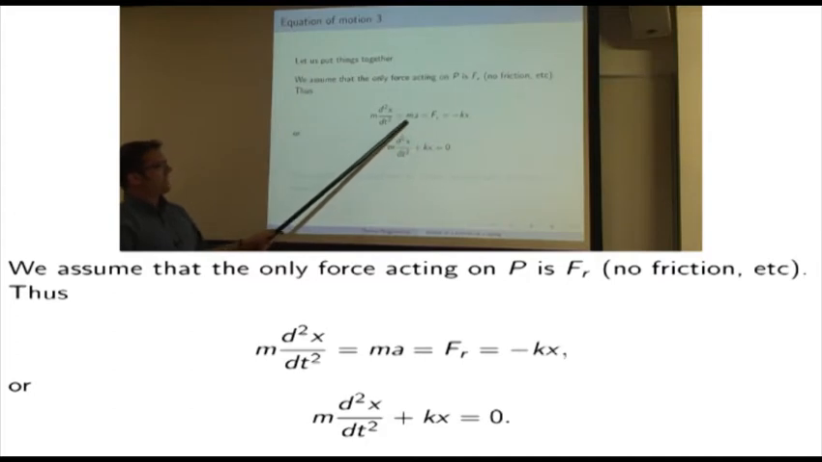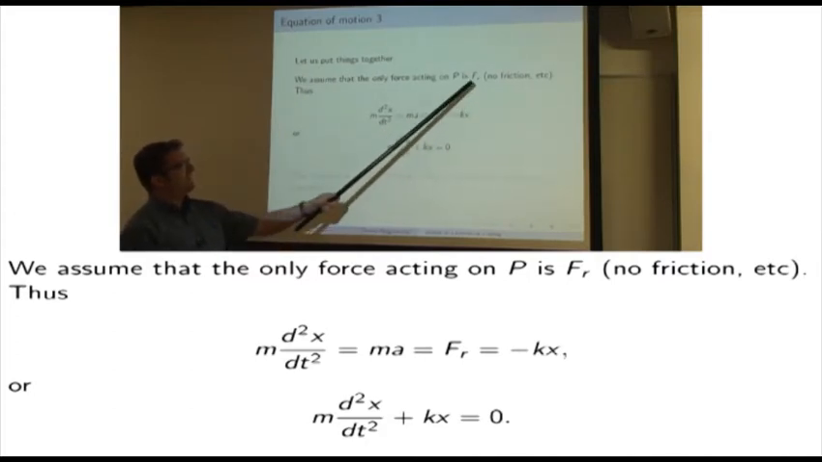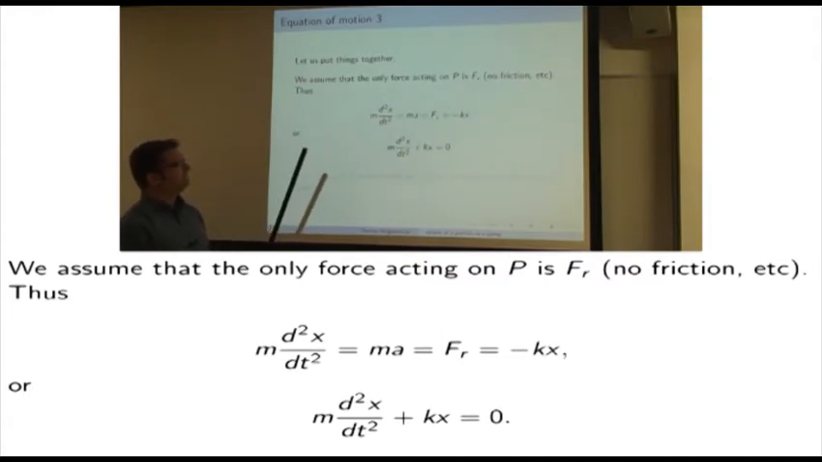F is m times a. Remember, the only force I have acting on my particle, that's the assumption that I don't have any friction, is this reaction force Fr. Okay, so m times a is Fr. I know what Fr is, that's just minus k times x. I know what the acceleration is, the second time derivative of x, and I multiply this. Now to make it look a bit nicer, I just bring this over to the other side. So I have an equation: m times the second derivative of x plus k times x is equal to 0.